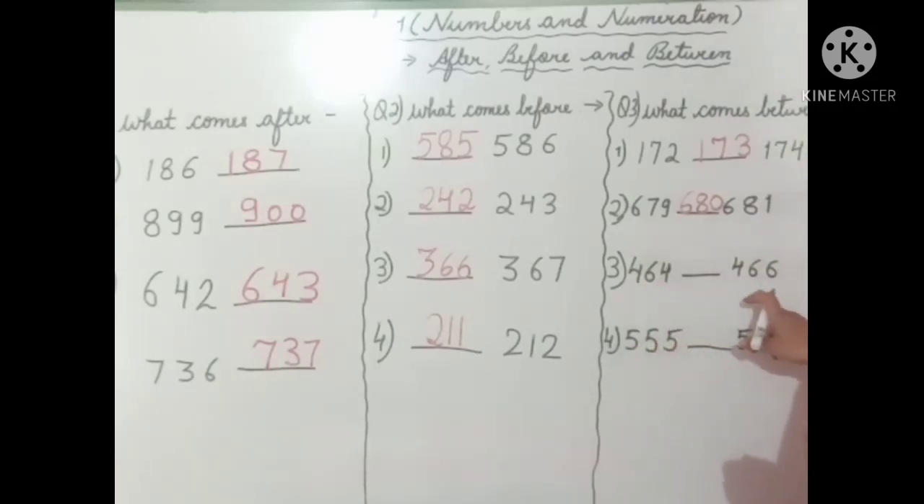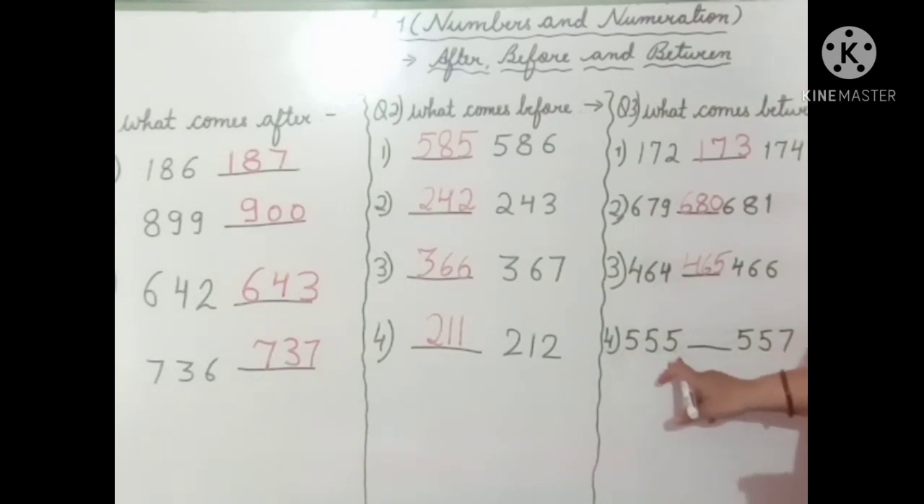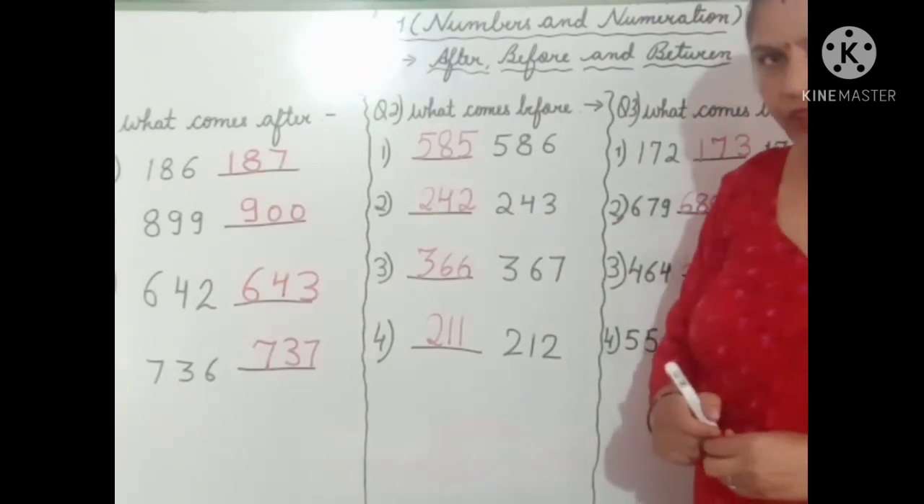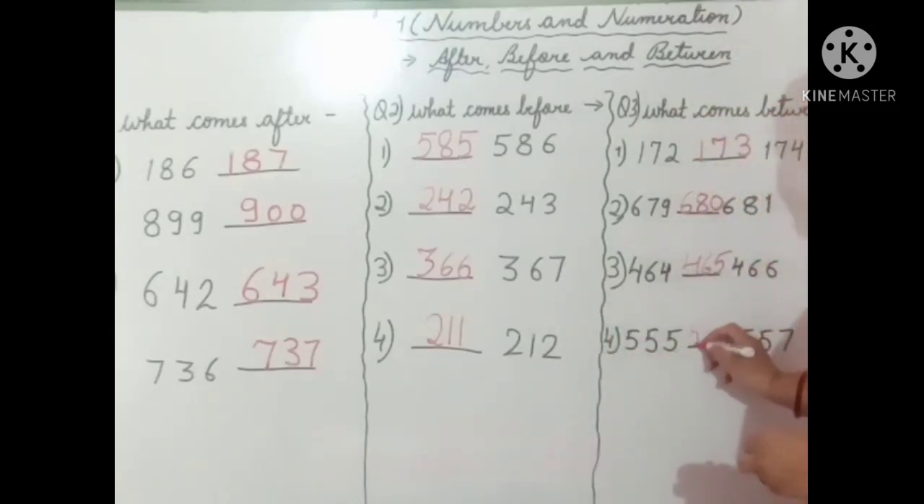464 and the next number is 466. So the middle number is 465. Last, 555 and the next number is 557. So the middle number is 556. So children, I hope it is clear to you.